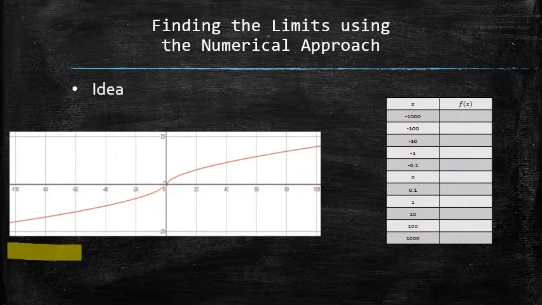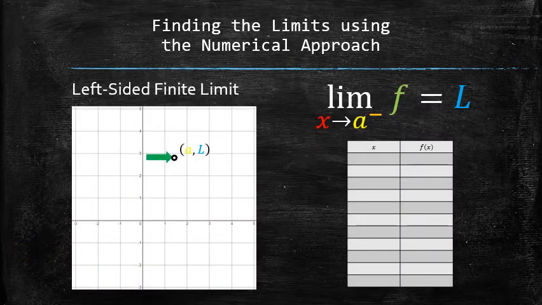Next, we will go over the list of all possible limit statements, and for each limit, we will discuss the type of pattern to expect among the outputs. When a function has the following left-sided finite limit, as x approaches a value a from the left, the sequence of outputs will approach a finite value L.